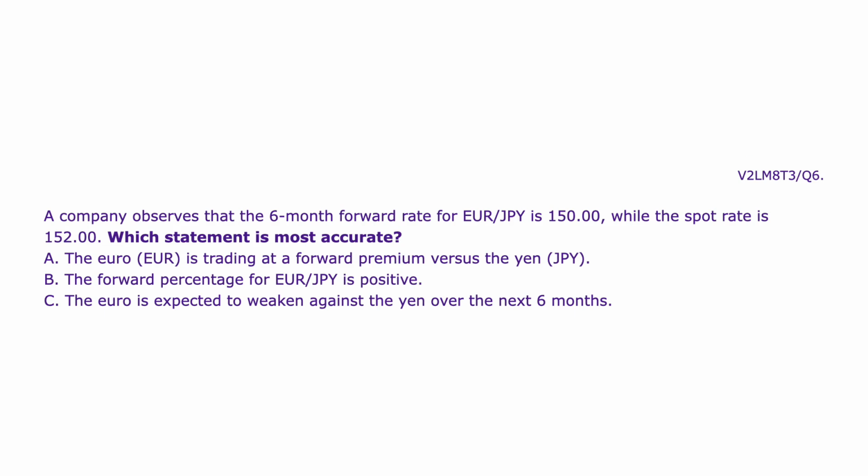A company observes that the 6-month forward rate for euro/JPY is 150.00, while the spot rate is 152.00. Which statement is most accurate? A, the euro is trading at a forward premium versus the yen. B, the forward percentage for euro/JPY is positive. C, the euro is expected to weaken against the yen over the next 6 months.